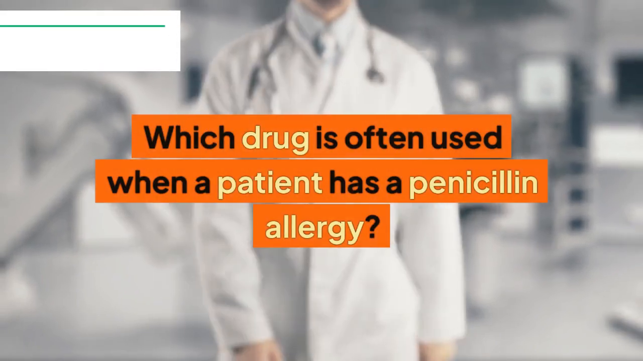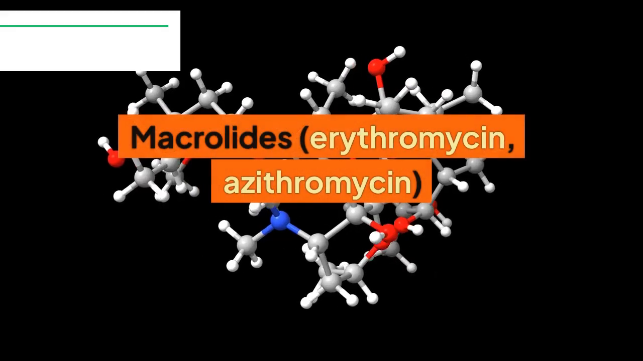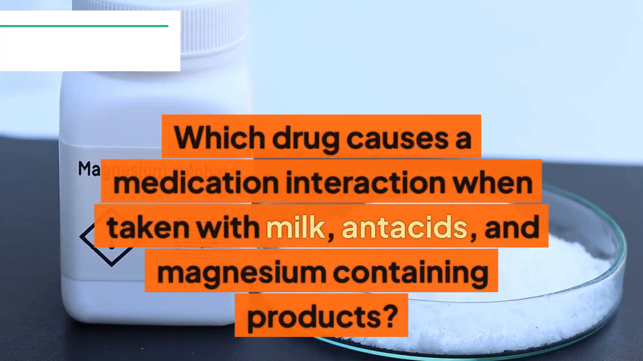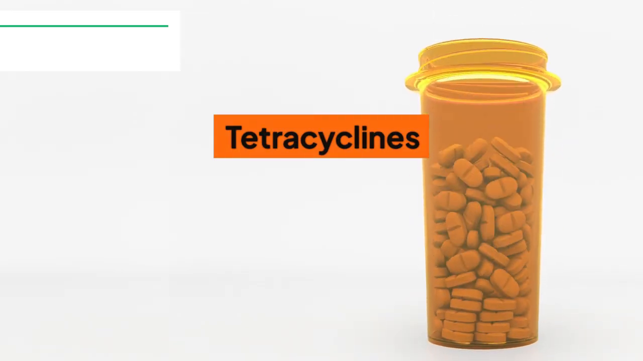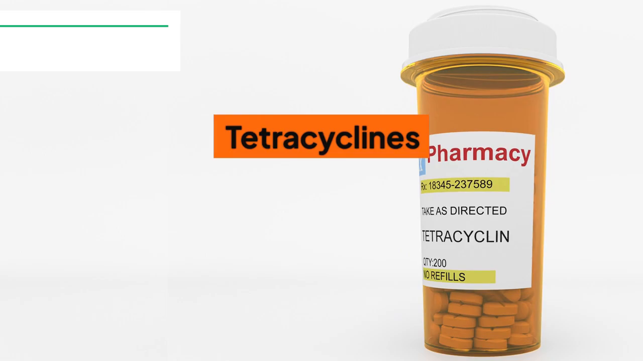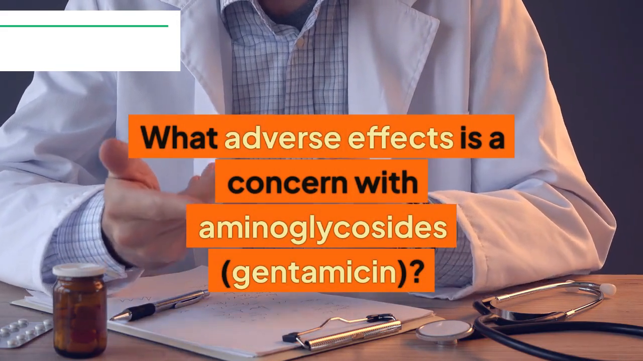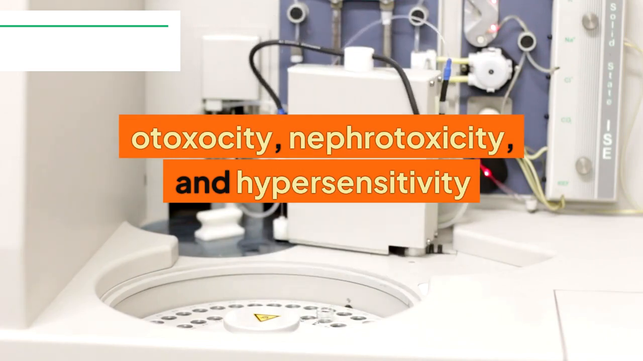Which drug is often used when a patient has a penicillin allergy? Macrolides, erythromycin, azithromycin. Which drug causes a medication interaction when taken with milk, antacids, and magnesium-containing products? Tetracyclines. What adverse effects is a concern with aminoglycosides? Gentamicin. Ototoxicity, nephrotoxicity, and hypersensitivity.